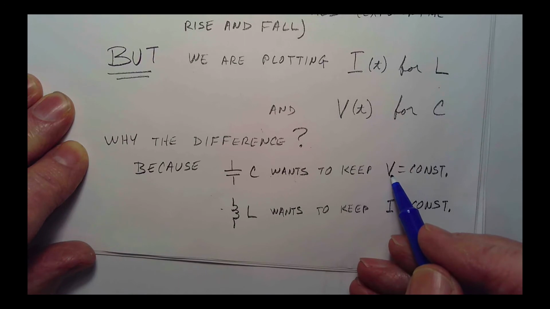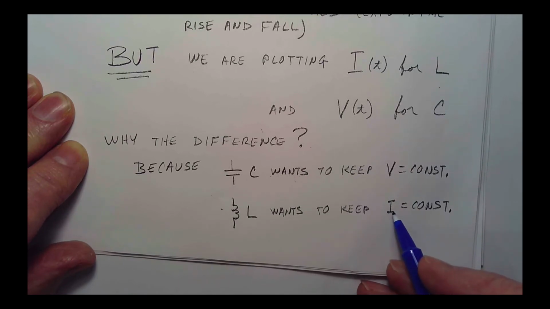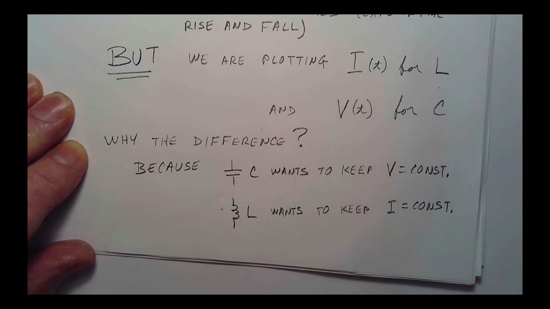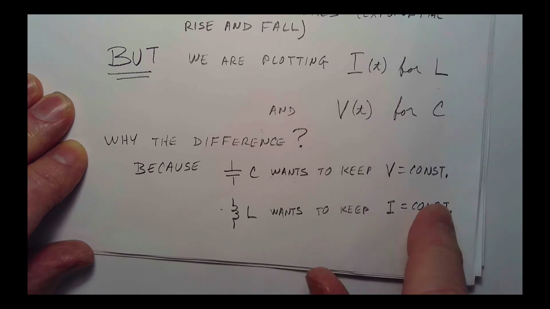Energy stored in a capacitor goes like V squared. Energy stored in an inductor goes like the current, I squared. Conservation of energy doesn't want this to change abruptly, doesn't want that to change abruptly.